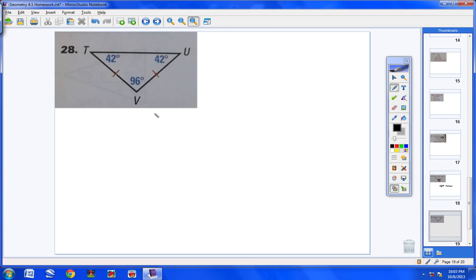All right, number 28. Well, looking at all your angles, all 3 angles are acute. So we know for sure we have an acute triangle. And then notice we have 2 sides that are congruent. Here's 1 slash here and 1 slash here. Anytime you have 2 congruent sides in a triangle, then we know right away it is an isosceles triangle. So what we have is an acute isosceles triangle.